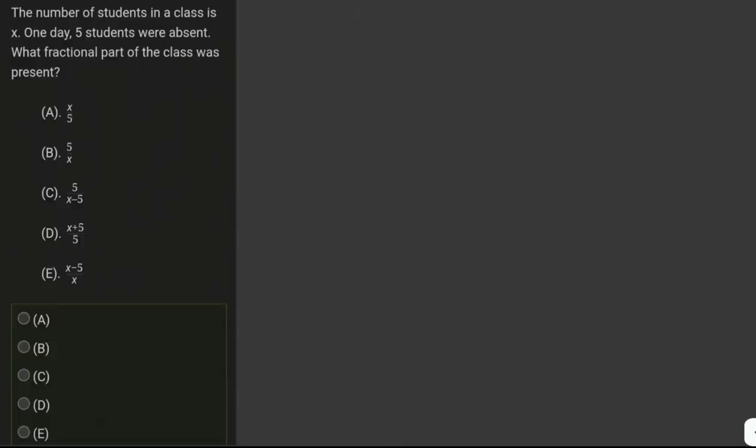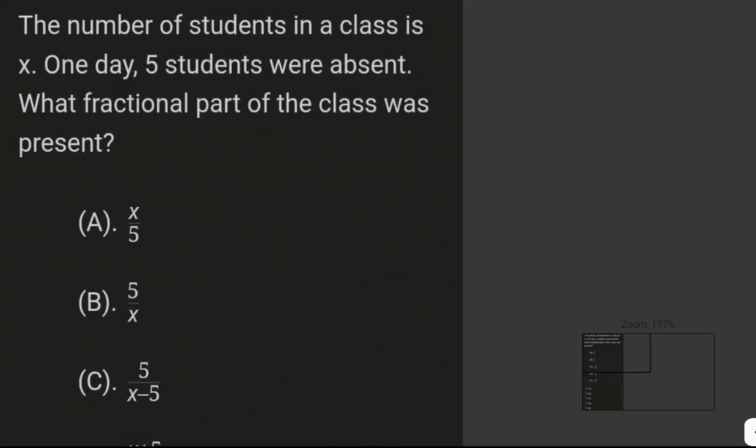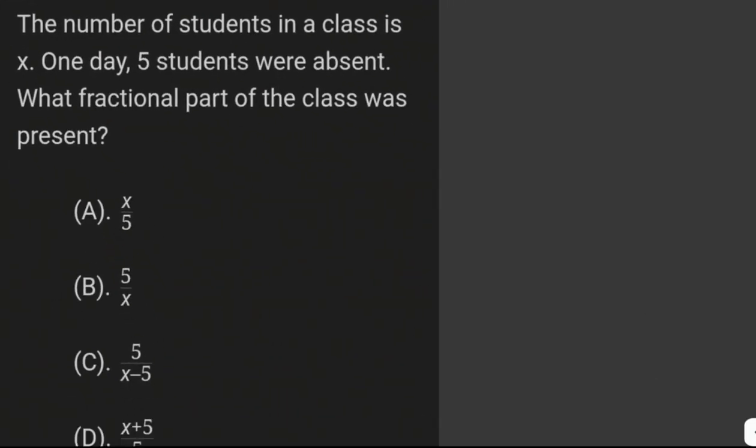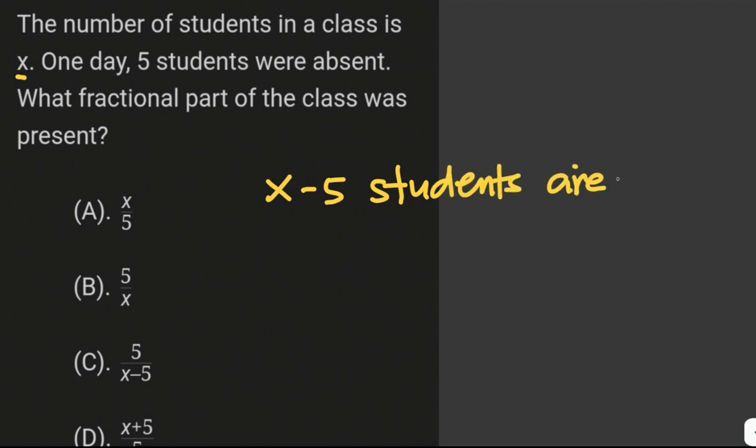Right, let's solve another problem here. The number of students in a class is X. One day, 5 students were absent. What fractional part of the class was present? We're given here that the total number of students in a class is X, and then 5 students were absent. If the class has X students and 5 students are absent, then X minus 5 students are present.